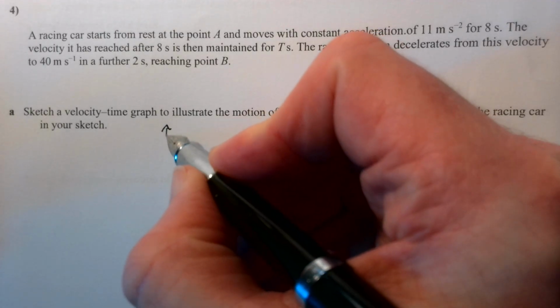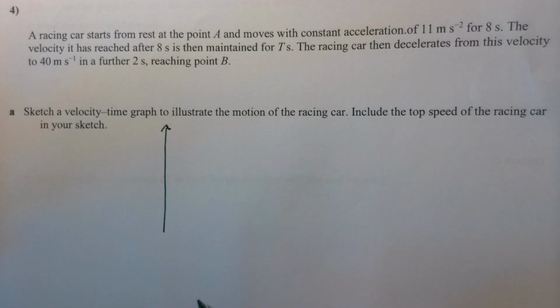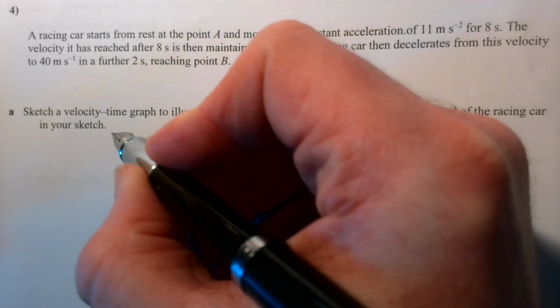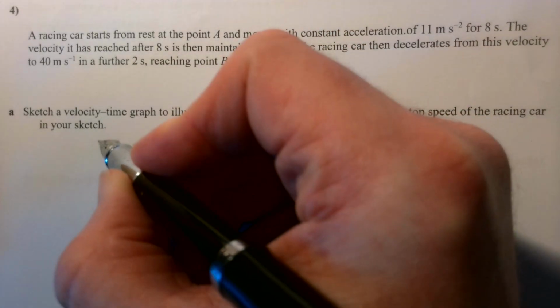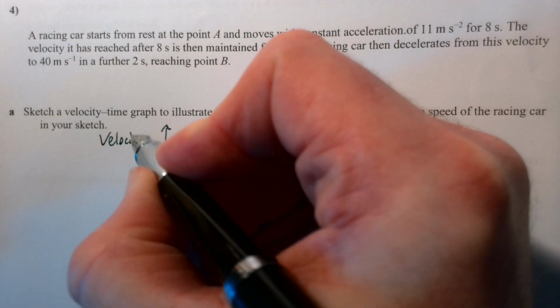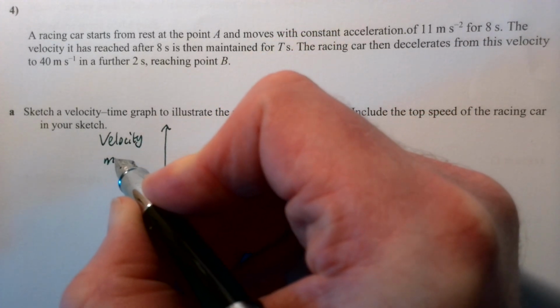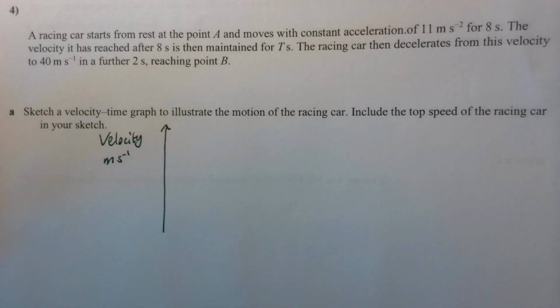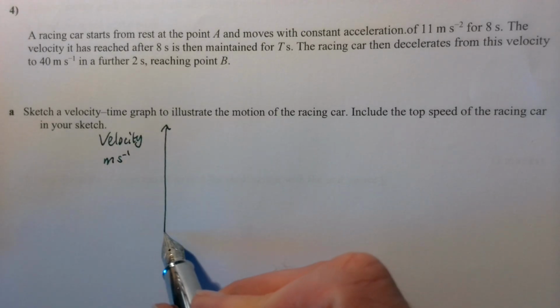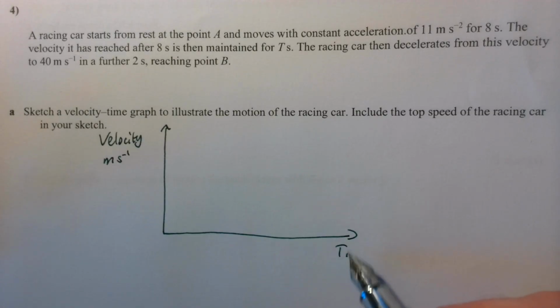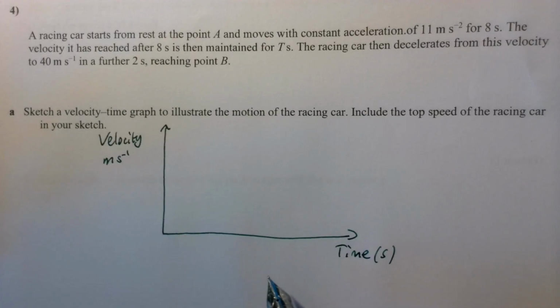So we're going to have a vertical axis, and up the side there will be velocity, and time always goes along the bottom. So velocity, and you should put your units in there, so that's going to be meters per second. And then we're going to have time going along the bottom, and that's going to be in seconds. Then what are we told?